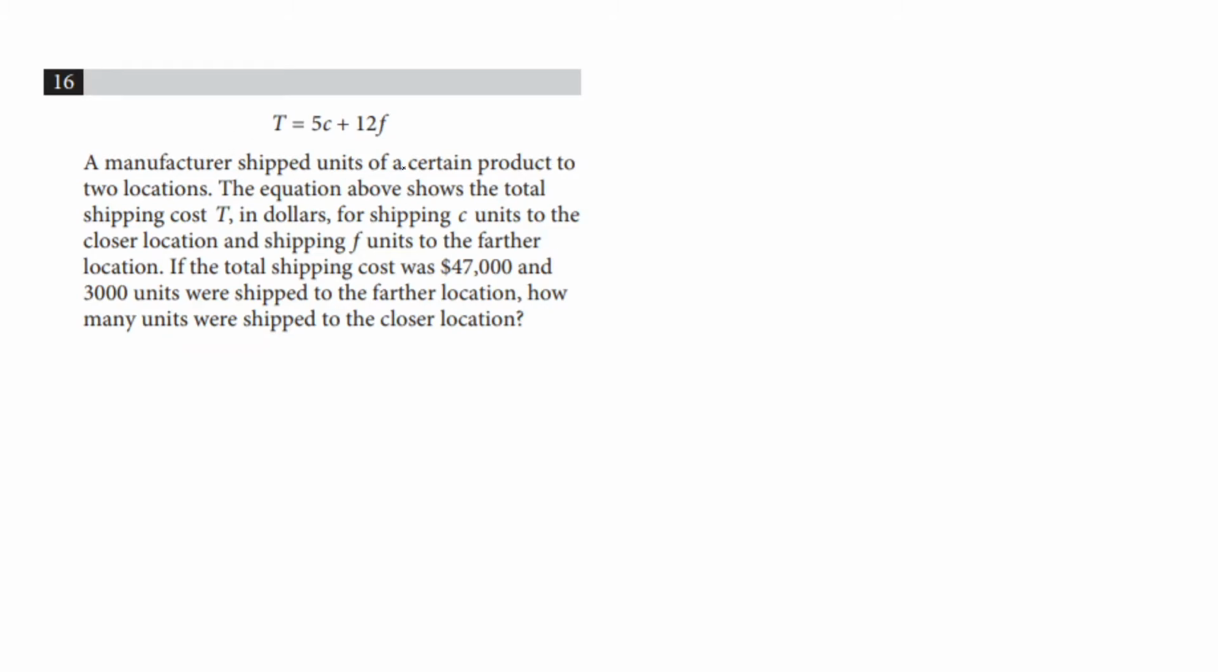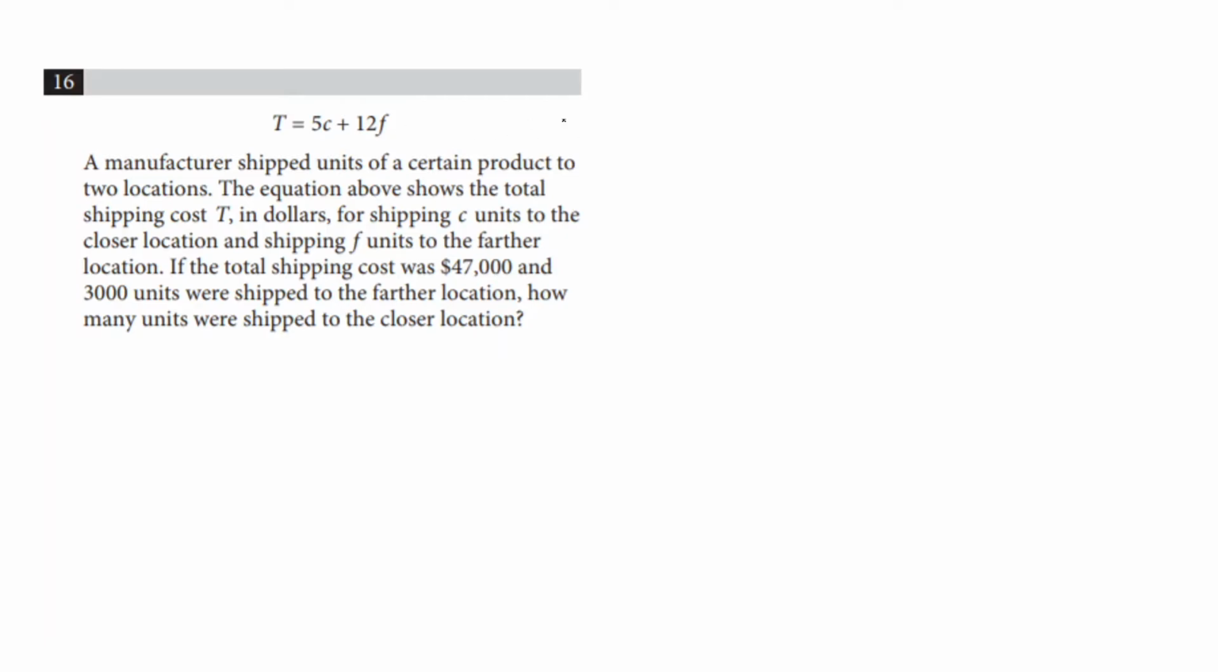A manufacturer shipped units of a certain product to two locations. The equation above shows the total shipping cost T in dollars for shipping C units to the closer location and shipping F units to the farther location. If the total shipping cost was $47,000, that's a lot of money, and 3,000 units were shipped to the farthest location, how many units were shipped to the closer location? Alright, okay.